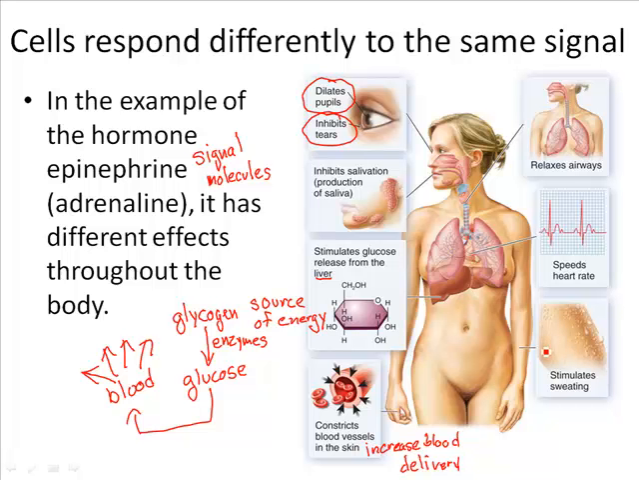Sweating to regulate body temperature due to increased metabolism. We're going to relax the airways. So you can see here cells in charge of carrying blood, right? Blood vessels are constricted in response to adrenaline, but a different type of cell relaxes in response to adrenaline, and that's to increase oxygen intake.